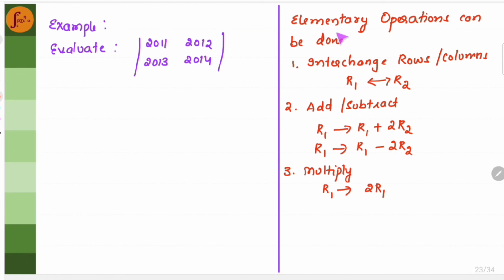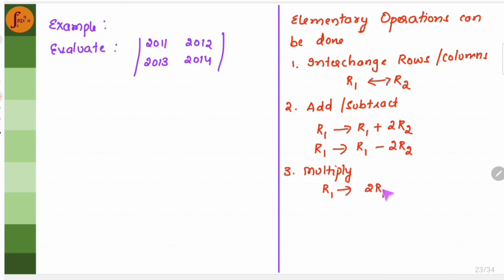Now, there are a few operations that can be done on matrices, right? One is interchanging rows and columns. You can interchange row and column, right? You can take row 2 and make it as row 1, take row 1 and make it as row 2. The second operation is you can add and subtract. You can take row 1 elements and add it with row 2 elements. Similarly, you can do subtraction.